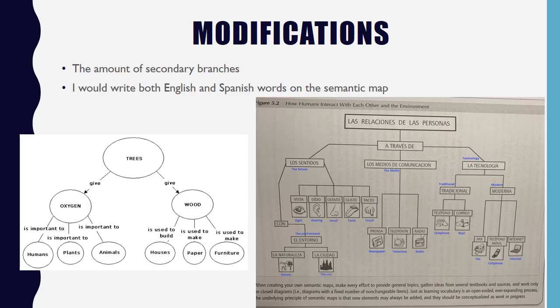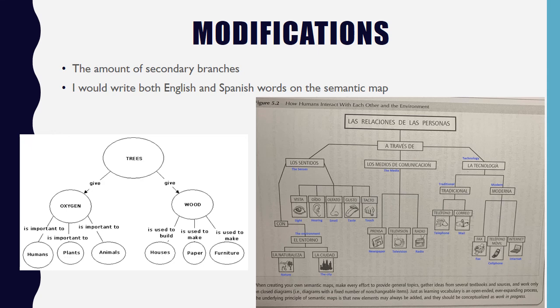So I really like the semantic map strategy, especially for the younger students because it has visuals which allows the students to see and also have a better understanding of the vocabulary terms that they are learning. However, there are two modifications I would make to this strategy, which are the amount of secondary branches used, and also I would write the English translation on the semantic map next to the Spanish or the child's native language words on the semantic maps.